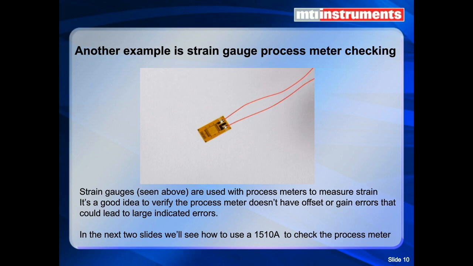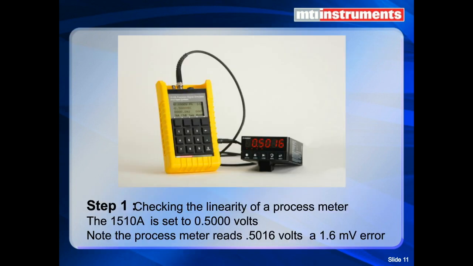In the next slide, we're going to actually look at simulating the strain gauge and by way of a process meter. And what we're doing here is we're going to set the signal generator up to read a half a volt. Exactly, that's 0.5000 volts down to the exact millivolt. Note the process meter here, which is a commercial off-the-shelf meter that we were testing, reads 0.5016 volts. That's a 1.6 millivolt error. It should be reading 0.5000. It's not. So we can see already that we have an error.